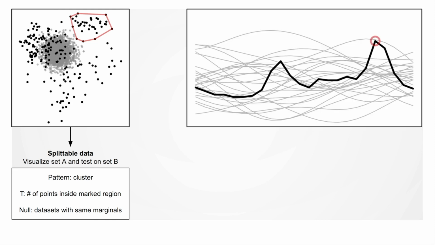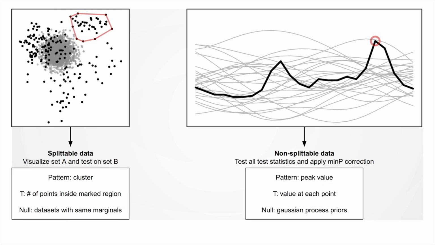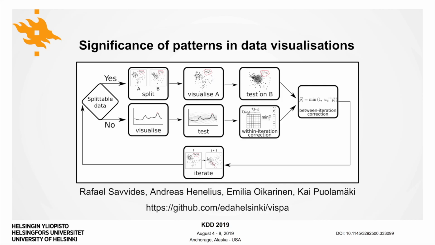In the time series case, we cannot split the data, so instead we test multiple predefined test statistics simultaneously and then correct for multiple hypotheses using the min-p procedure. The test statistic is the value of the time series at each point, and for the null distribution, we sample Gaussian process priors. Our paper proposes a principled framework for testing the significance of visual patterns during visual exploration.